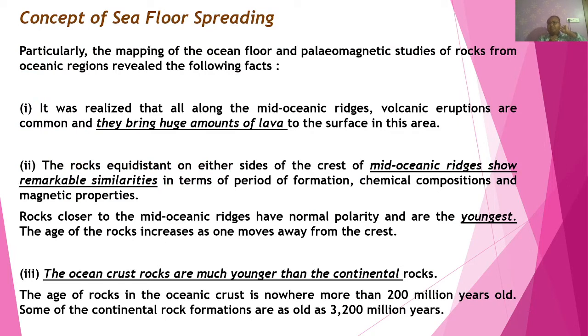Concept of sea floor spreading, particularly the mapping of the ocean floor and paleomagnetic study of rock from oceanic regions, reveal the following facts. What is paleomagnetic? Paleo means old. Magnetic, you know what is magnetic. So old magnetic: we have to know how our earth was before. Was there magnetism present? How can we find out?